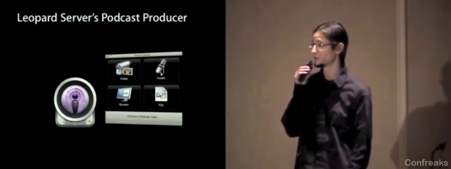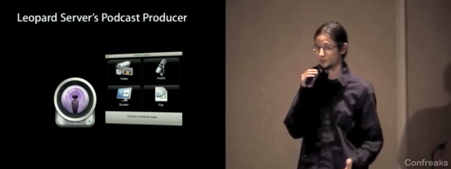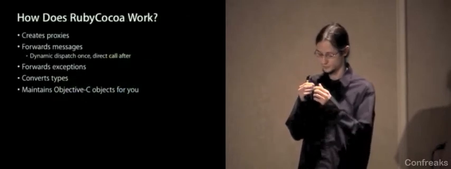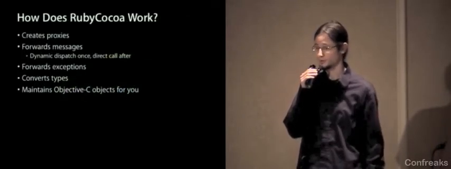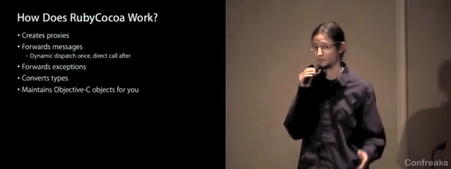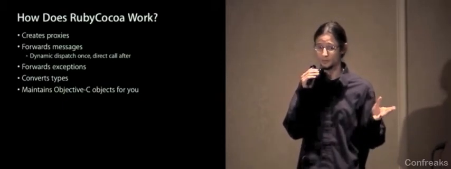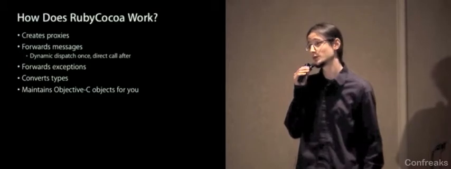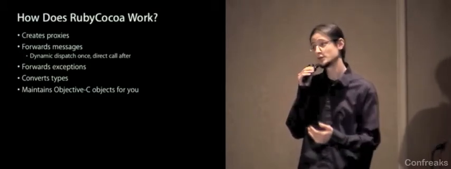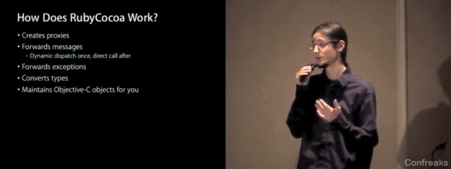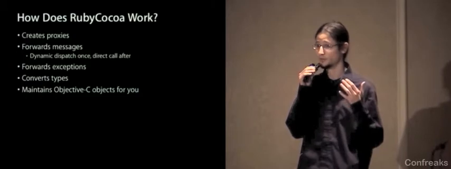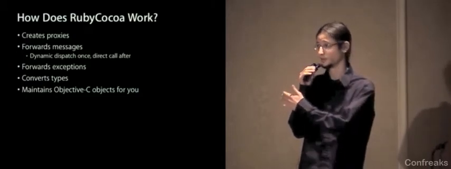How does RubyCocoa work exactly? Since it's a bridge, it has to create proxies. So there are proxy classes that forward messages from one runtime to the other runtime. If you are in Ruby and want to access an Objective-C class for the first time, RubyCocoa is going to create a proxy class for it, and then every message that you send to that class will be forwarded to the Objective-C instance.